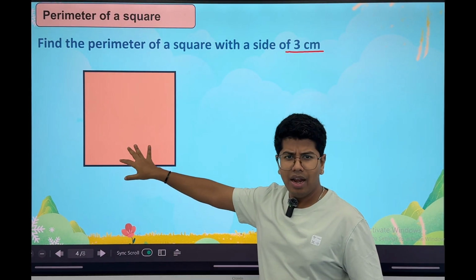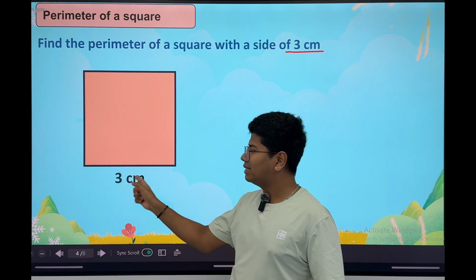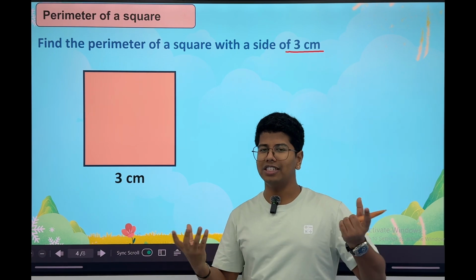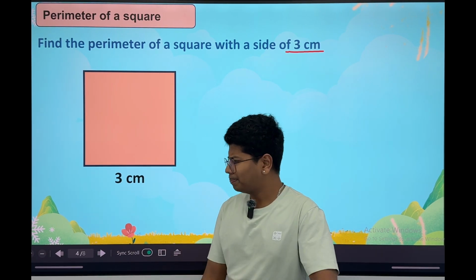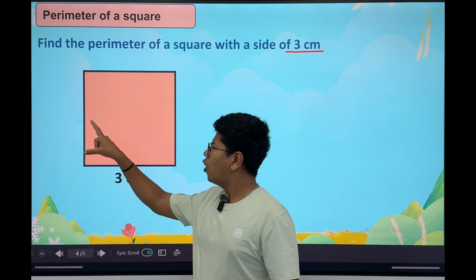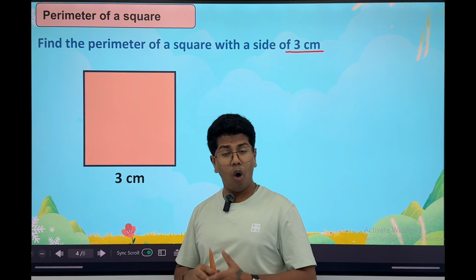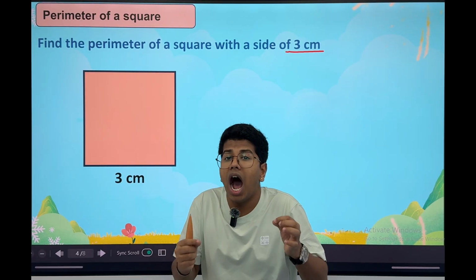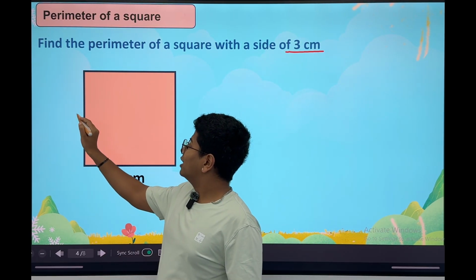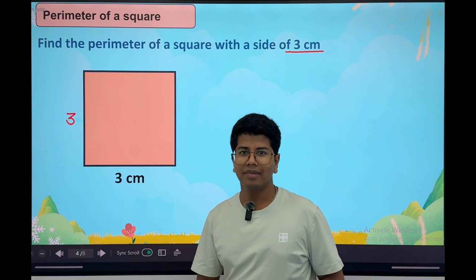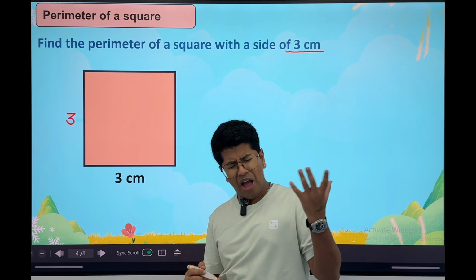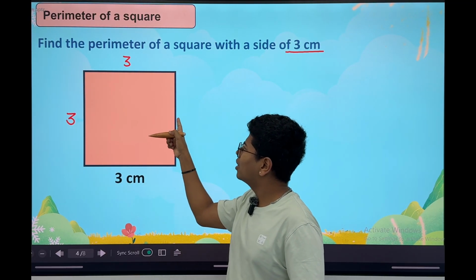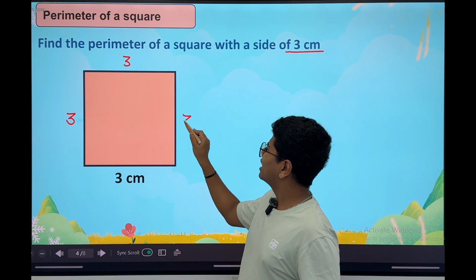So for this square, one side of this square is 3 centimeter. I have to calculate all the outer boundaries of this square. So I have a question. If this is 3, how much will be this side? Oh, also 3. Why? Because all the sides of a square are the same. So here this is also 3. How about this side? How much will this be? Oh, also 3. All sides are the same. So this is also 3. How about this side? Also 3.